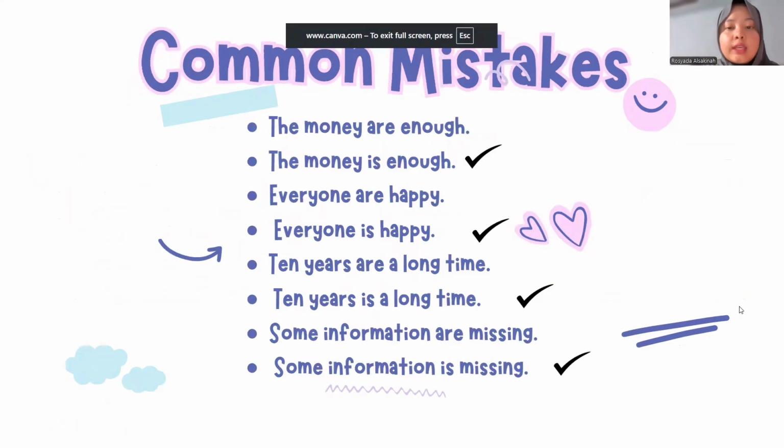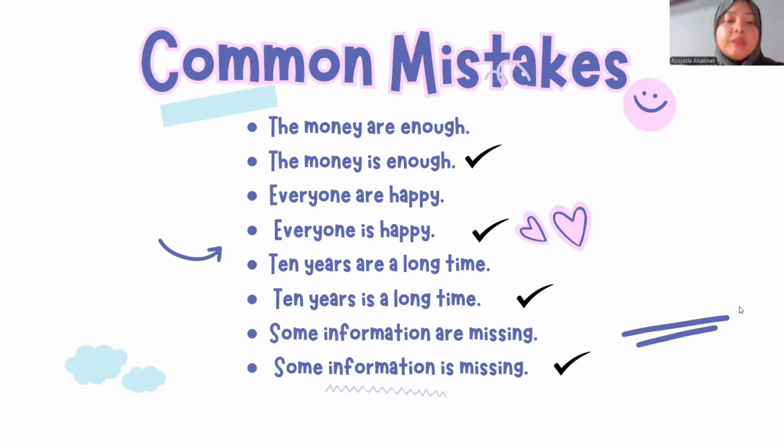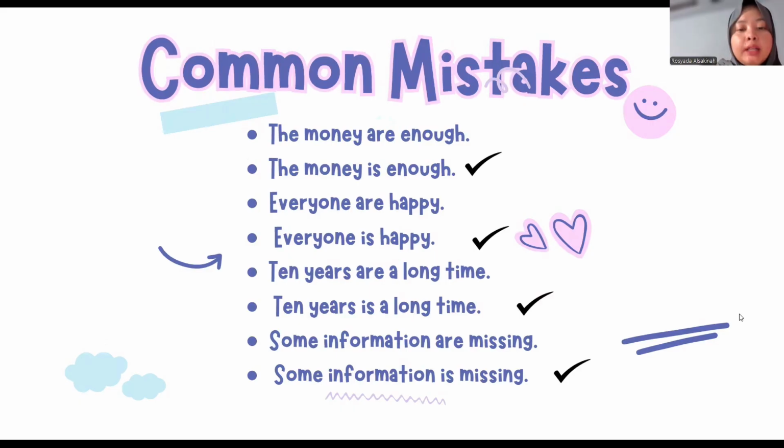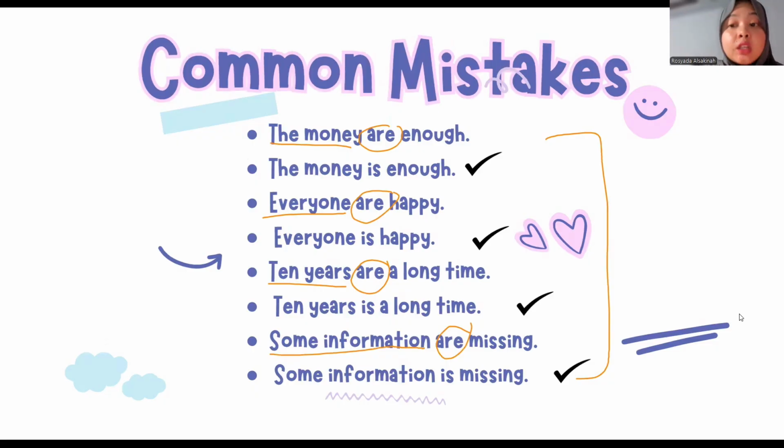Okay? Okay, we move to the common mistakes. The common mistakes in subject-verb agreement. The common mistakes are: the money are enough, everyone are happy, 10 years are a long time, and some information are missing. These are common mistakes in the grammar. Those are mistakes because the money, everyone, 10 years, and some information are singular.